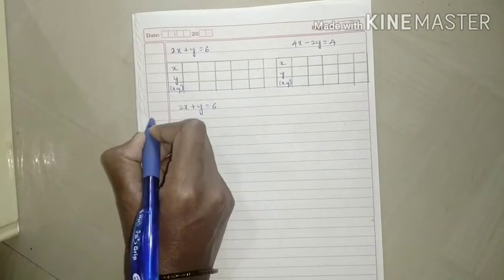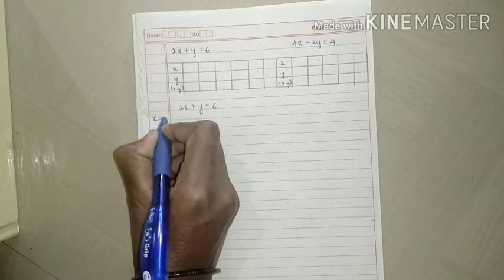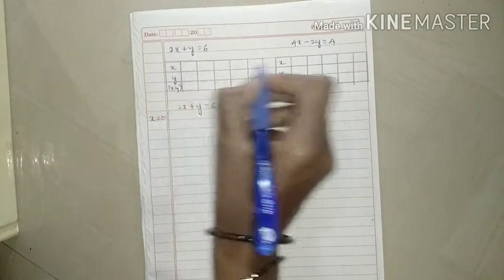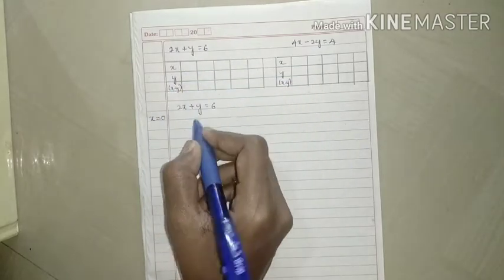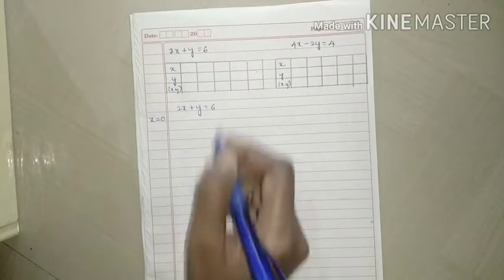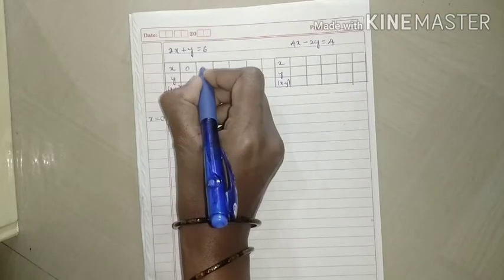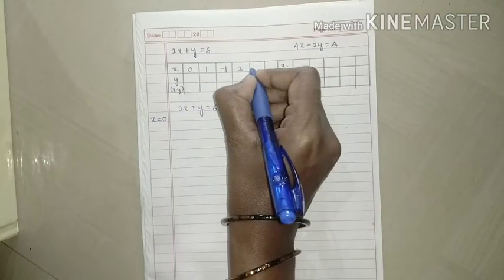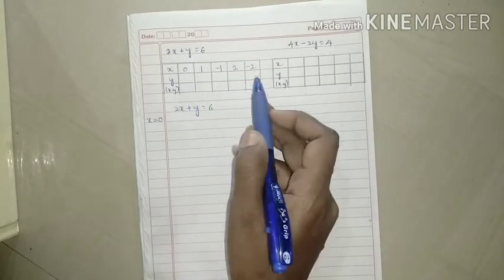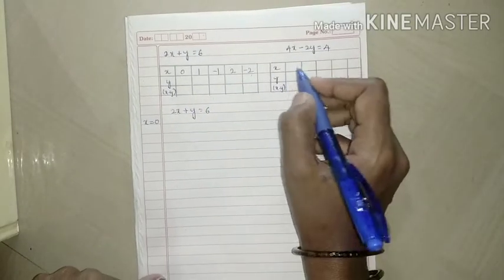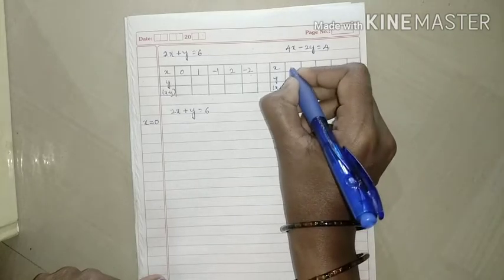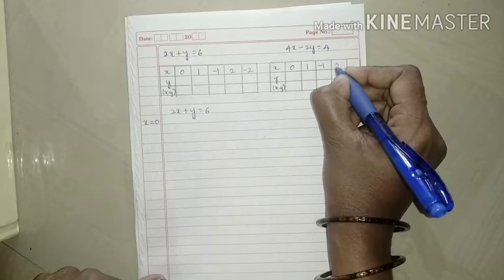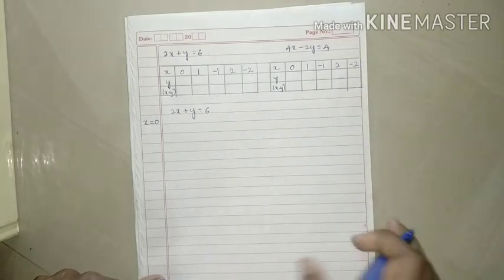So let me give the x coordinate. Here we have to give the x values and we have to find out the y values. So I'll give 0, 1, minus 1, 2, minus 2, in that order, as the x values.